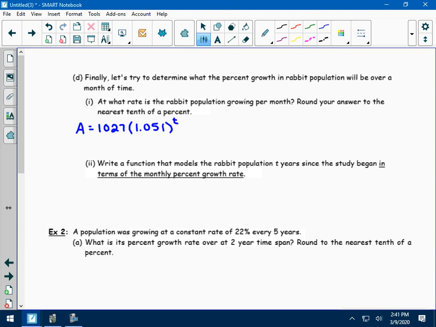So right now, T is in years. Okay, so if I want to know how much is growing in 1 month and T is in years, what do you think I should plug in for T? Well, what's 1 month in terms of a year? It's 1/12 of a year. So we're going to do, again, just this piece, because that's where the rate is trapped. 1.051 to the 1/12 equals 1 plus R.